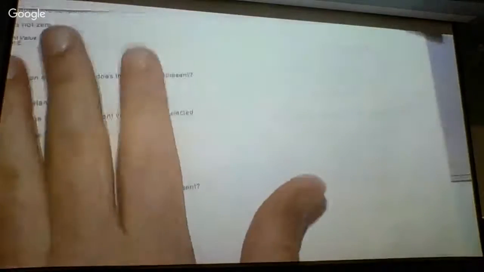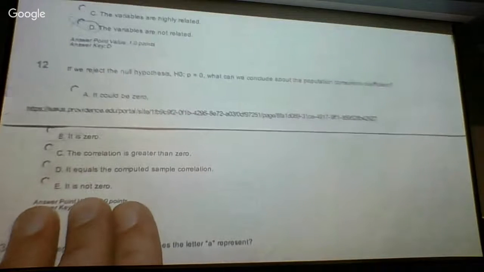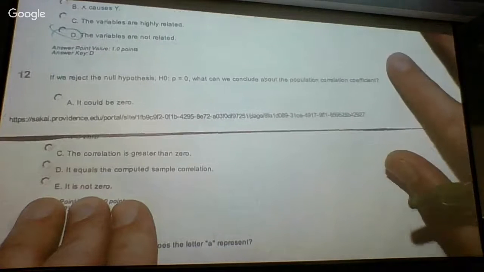We are on 12. 12. Looks like that, sort of.